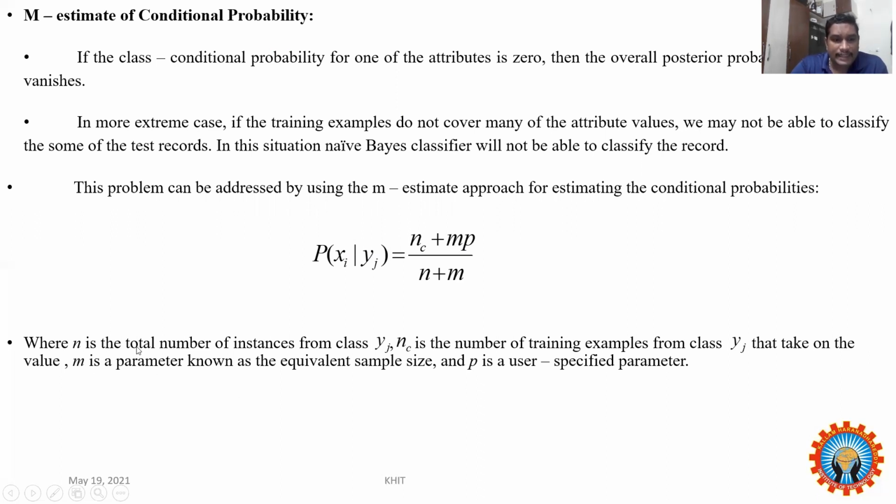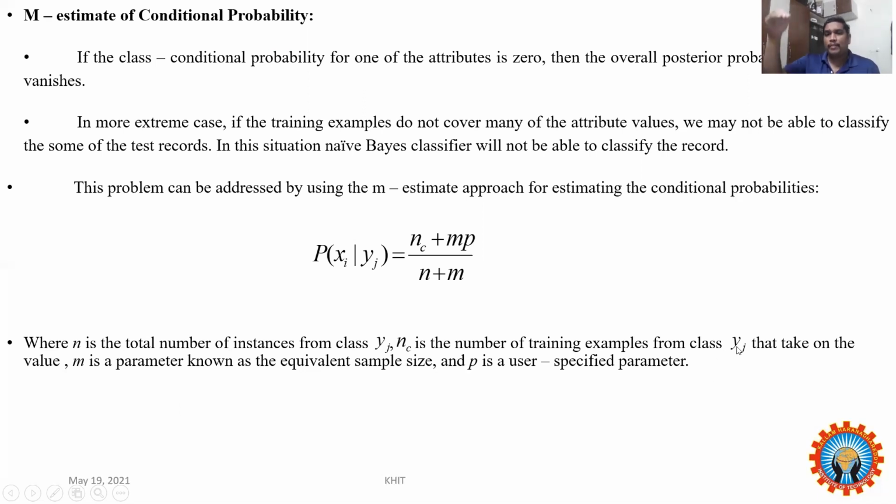Here n is the total number of instances from the class yj. If I have 10 tuples in a particular relation, the n value is 10. And nc is the number of training examples from class yj that take on the value. For example, I have 10 tuples, so n is 10, and nc is the number of training examples for that class.